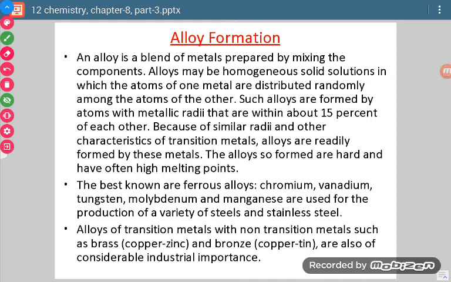Okay, now there are so many alloys like this. These metals form alloys. Non-transition metals also form alloys. Just like brass is an alloy of copper and zinc, bronze is an alloy of copper and tin. Okay, so there are so many alloys possible.